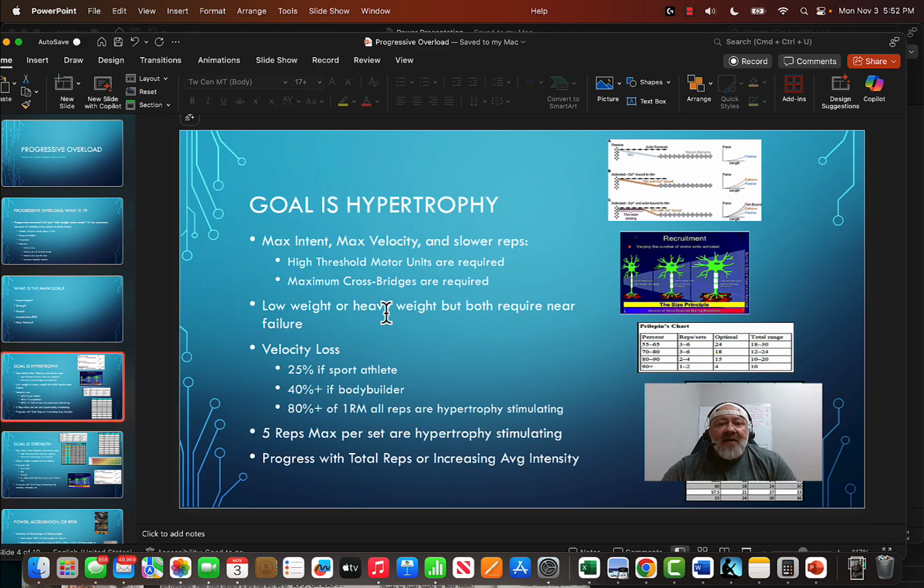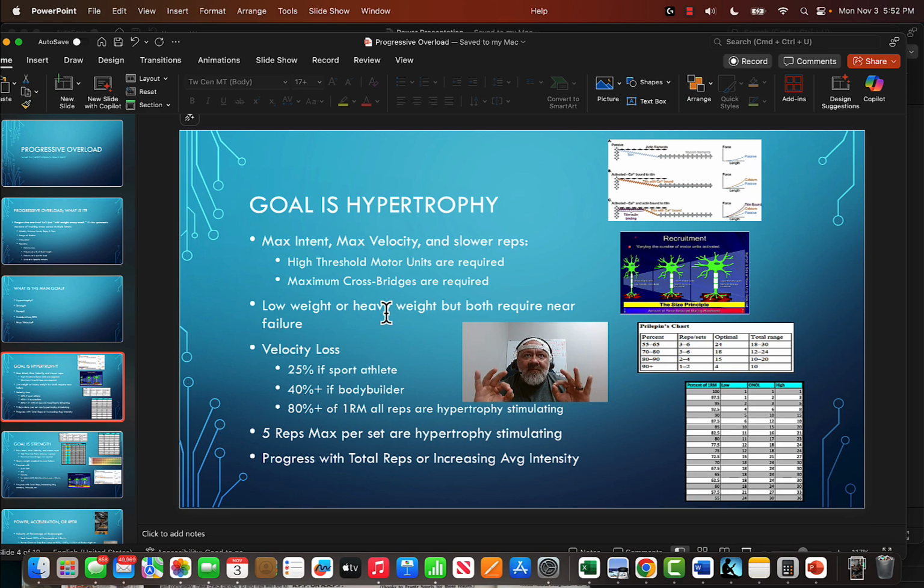So if the goal is hypertrophy, maximum intent is required, maximum velocity is required, but then it has to slow down. That relationship between force and velocity, it has to get so slow that these actin and myosin cross bridges can take place. You have to have the maximum intent to get these high threshold motor units, which are the motor units that are actually attached to those bigger muscle fibers. And the bigger muscle fibers, it's got to slow down so the cross bridges can take place between actin and myosin. That's the deal. So low weight or heavy weight, it doesn't really matter, but it has to slow down.